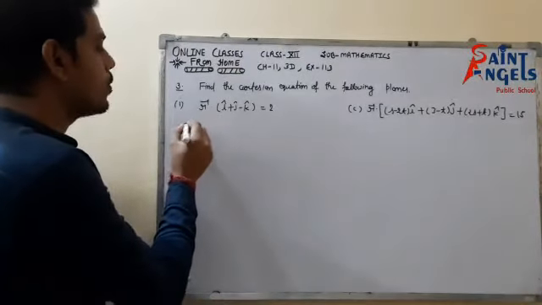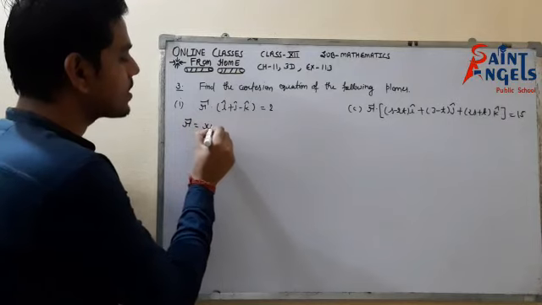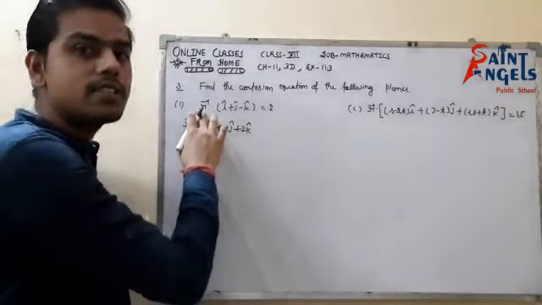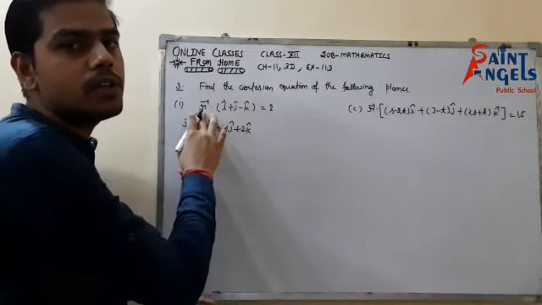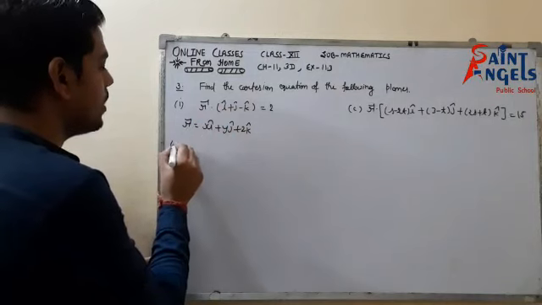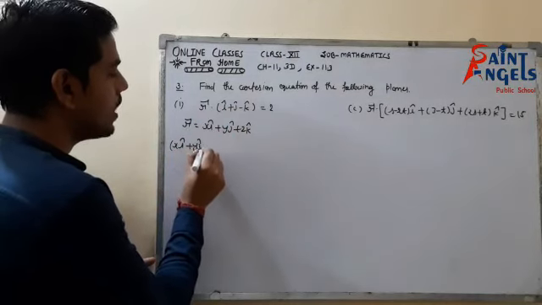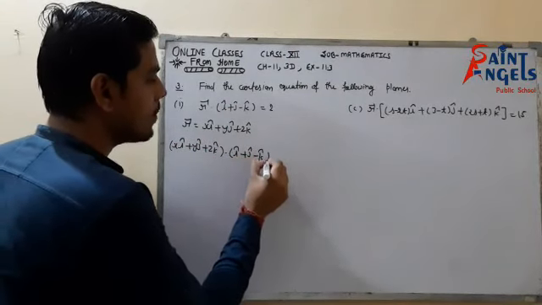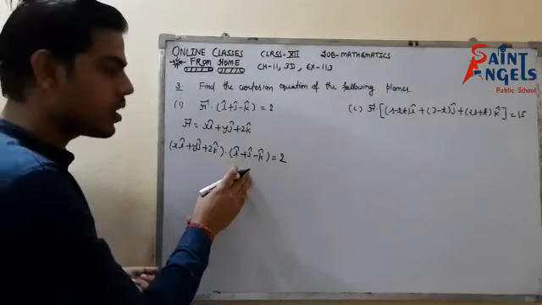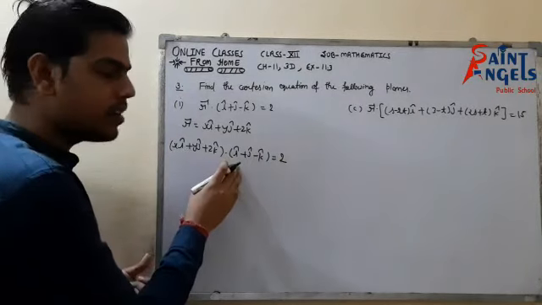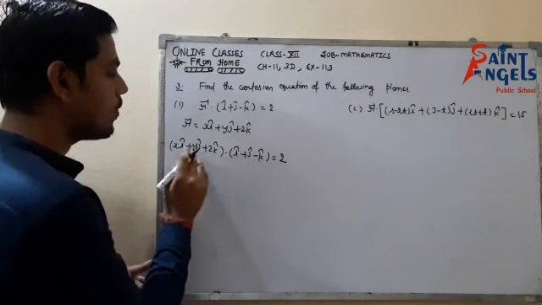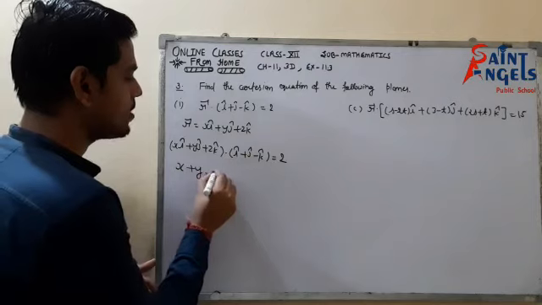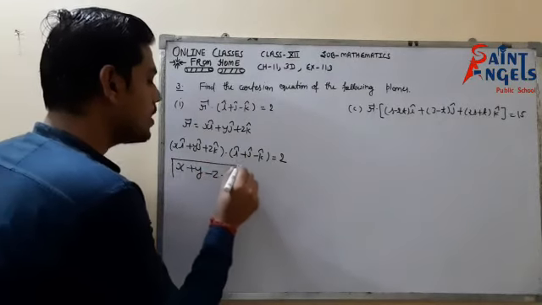So put r vector equals xi cap plus yj cap plus zk cap, and here r vector is the position vector of any random point on the plane. Now put it over here. So it would be xi cap plus yj cap plus zk cap dot i cap plus j cap minus k cap equals 2. It's simply a dot product. The coefficient of i will multiply with i, so x into 1 is x, y into 1 is y, and z into minus 1 is minus z, so x plus y minus z equals 2.